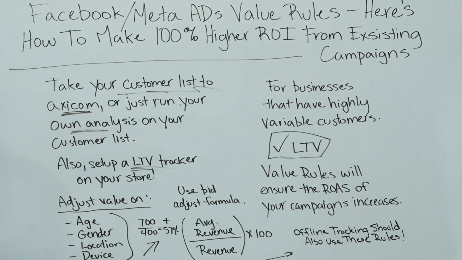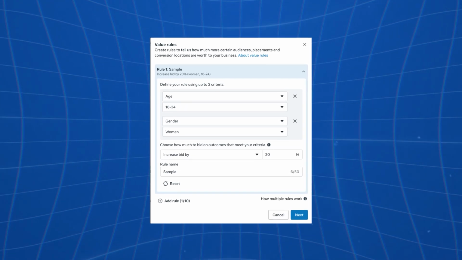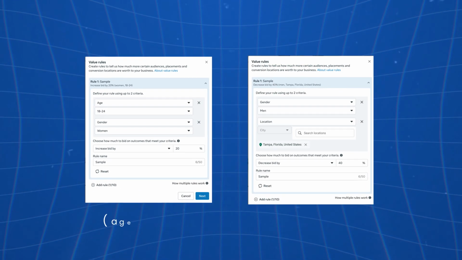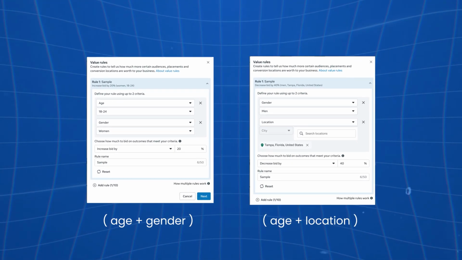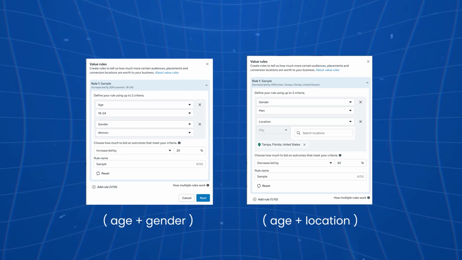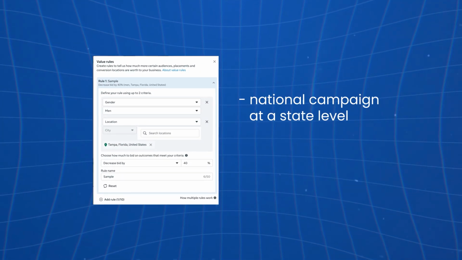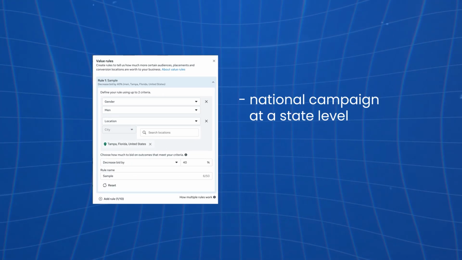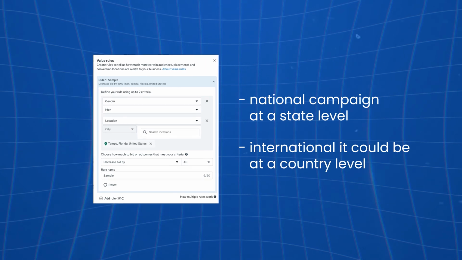In terms of implementation, what I would recommend is you have a value rule for every age and gender combination that there is. Then I would have a combination for age and location, given that you can only do two of these in combination. And when I say location, of course, on a national campaign we're talking at a state level, or if we're talking about international, it could be at a country level.